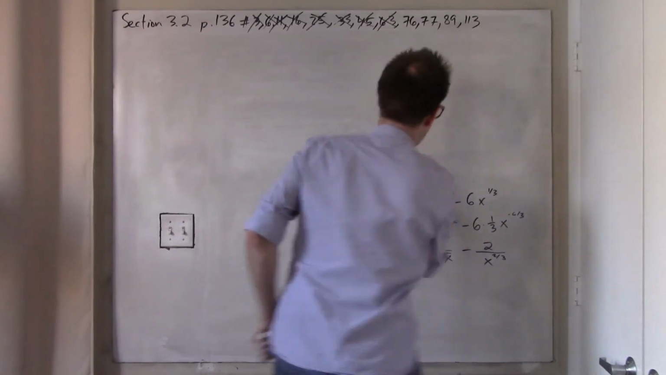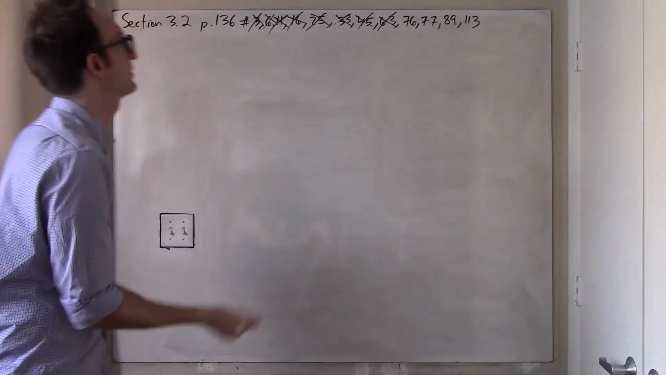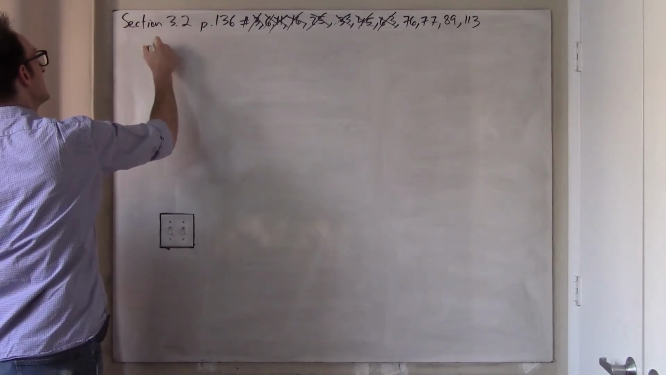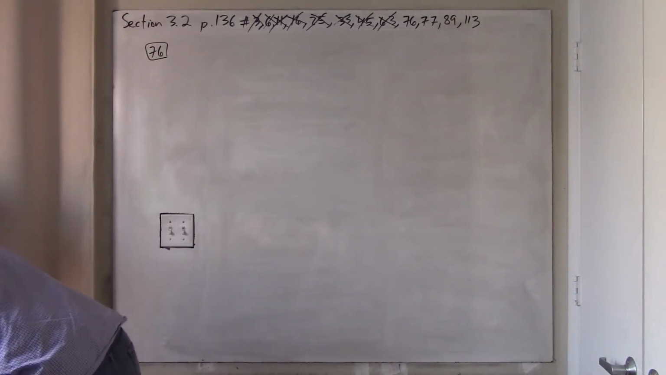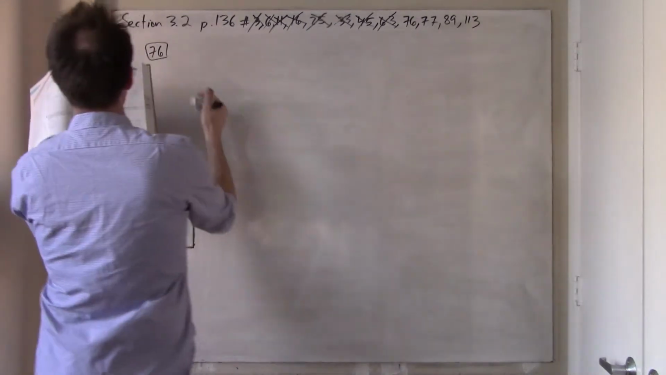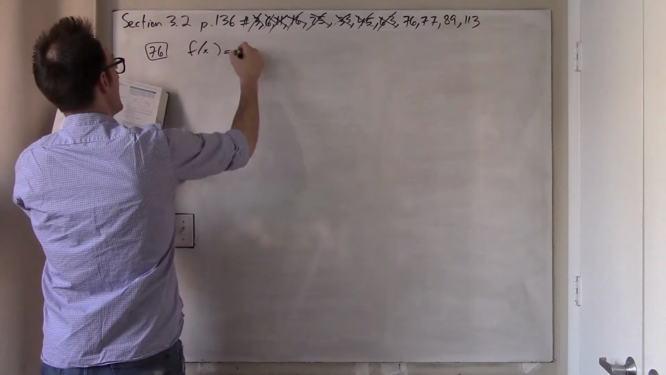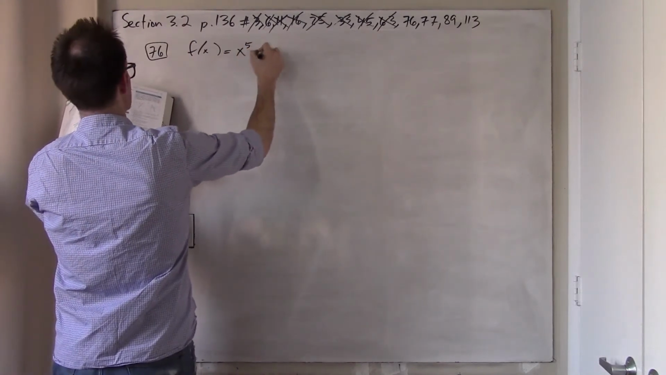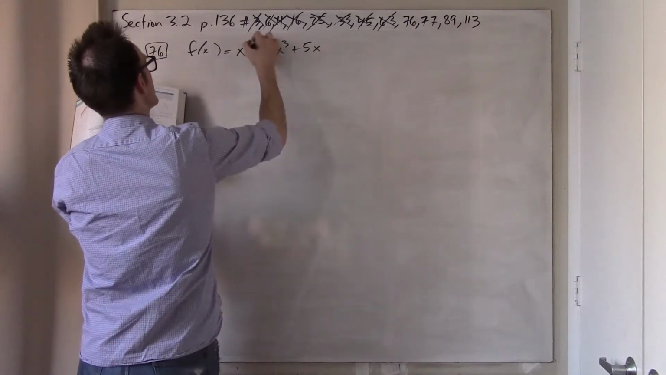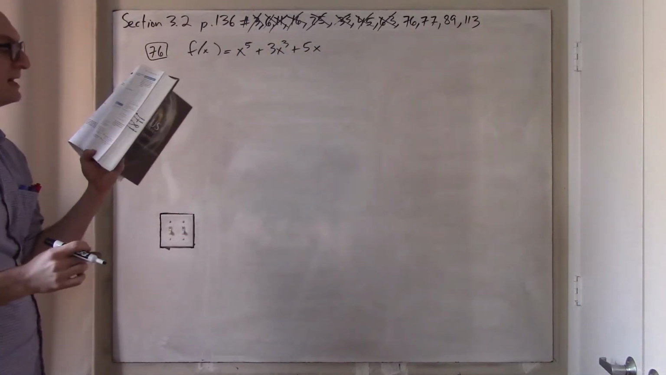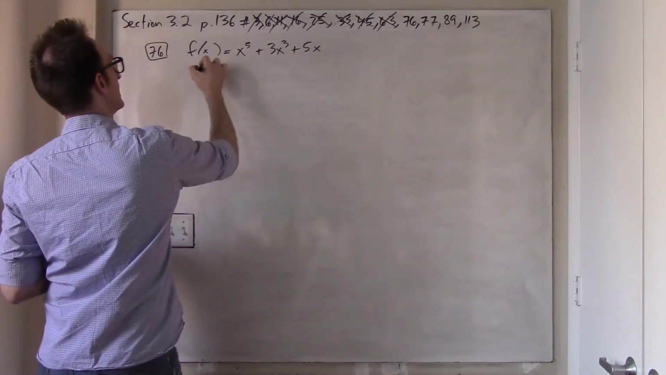Good. These last couple were hard, but I don't think they were as hard as the one we went over in class. Anyway, here it is, 76. What does 76 say? Show that the graph of the function, so here is my function, x to the 5th plus 3x cubed plus 5x. Show that this function does not have a tangent line with slope 3.